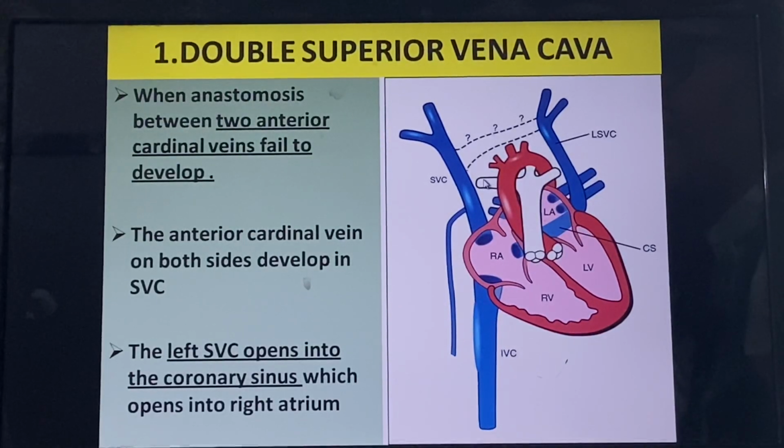The left superior vena cava opens into the coronary sinus which opens into the right atrium. So you can see here, this superior vena cava is opening into coronary sinus, which ultimately opens into right atrium.